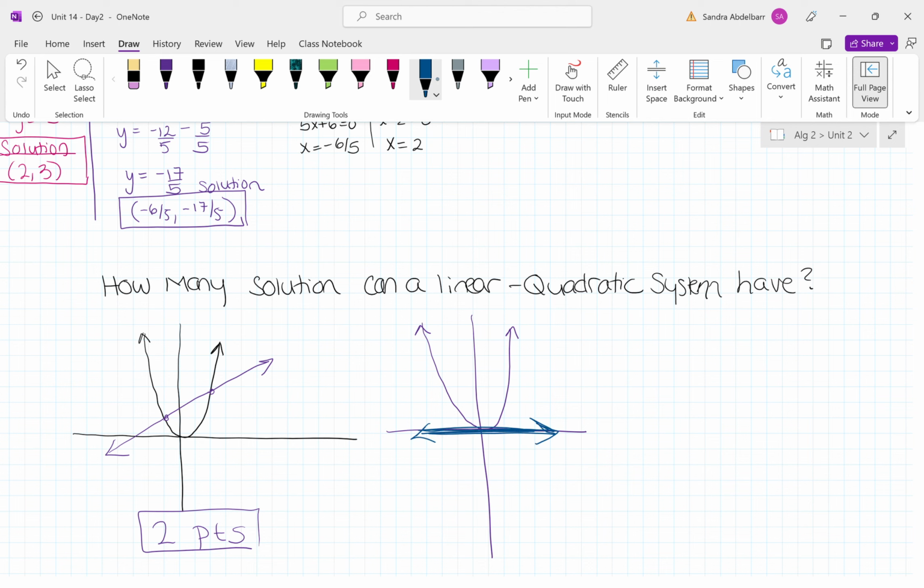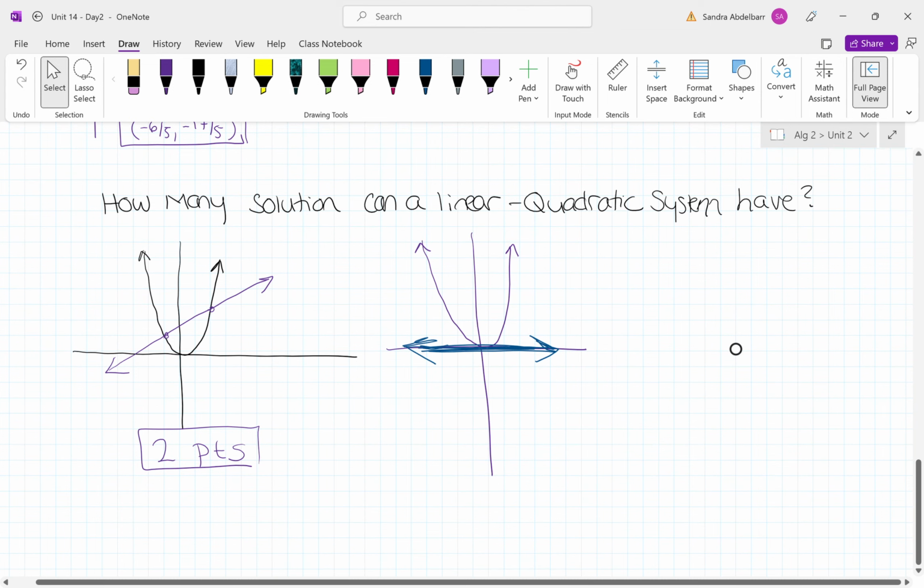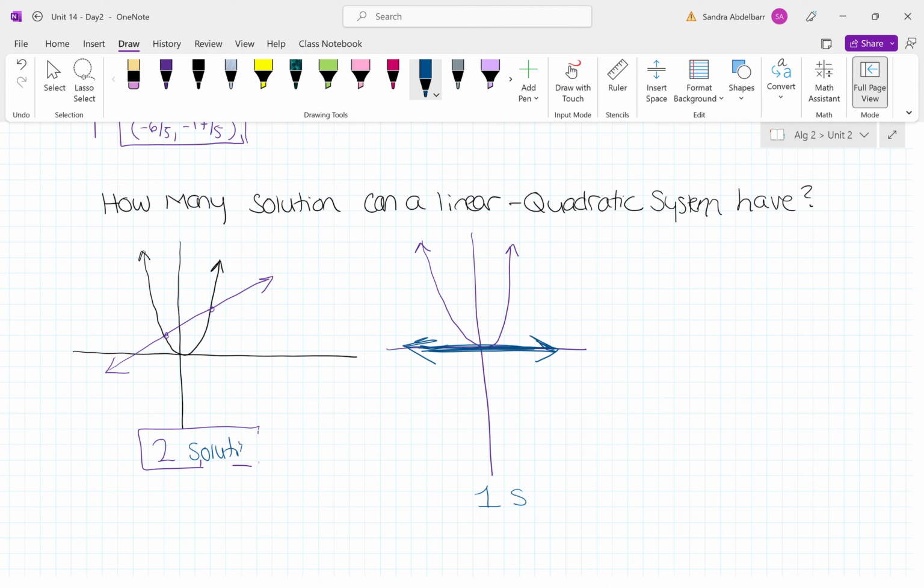What about a vertical line? It's undefined. So you can have a vertical line, x equals whatever the x-intercept is. Okay, so we can definitely have 1 point, right? So we know we could have 2 solutions. We can have 1 solution.